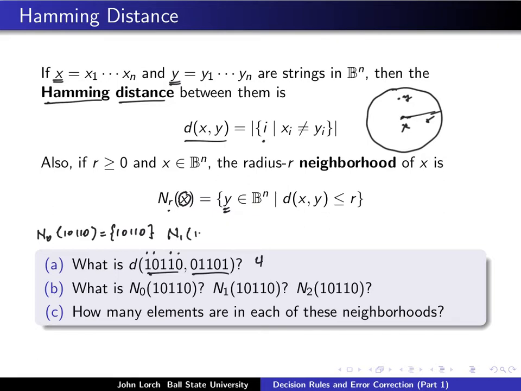Now, the neighborhood of radius 1 of our given string, that is the collection of all strings of distance less than or equal to 1 from the given string. Certainly, it will contain our original string, right? Because that's of distance 0 from the original string. And now we're going to add on to that all of the strings that are of distance exactly 1 from the given string.